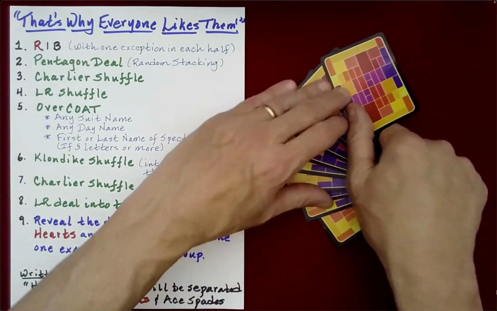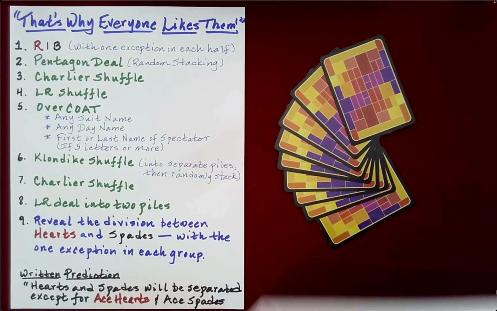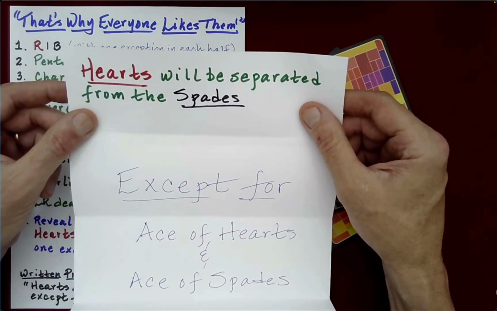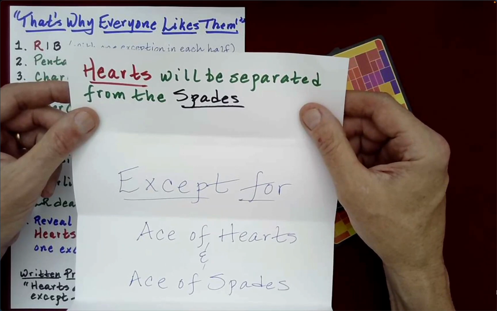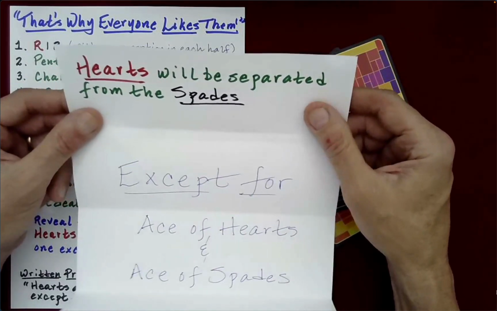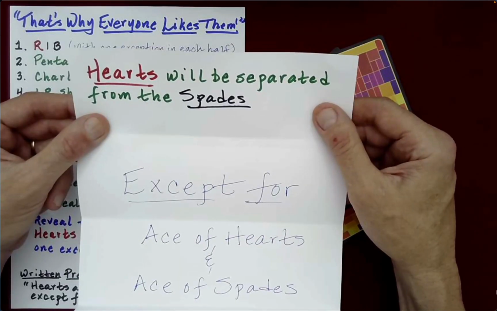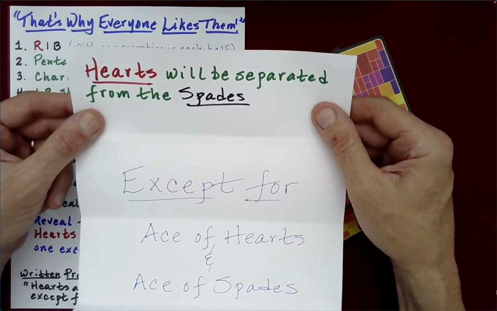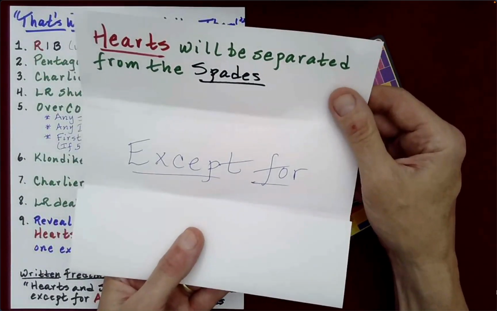For our prediction that I wrote to be correct, we're going to have this magician's trick where we say, well, we're going to separate the hearts from the spades. Well, we're not. We're almost going to. And so it's kind of a miscall. Okay, so we say, we're going to do this. It didn't quite work out. And then we reveal that, oh, wait, there is an exception.